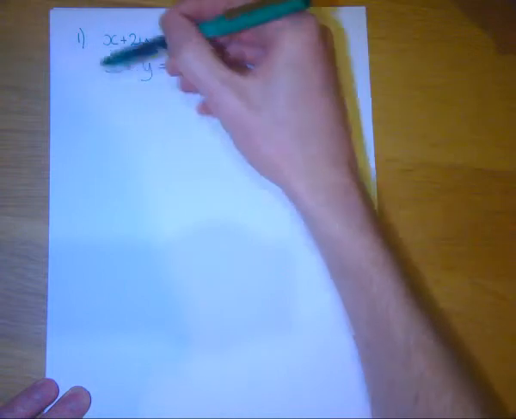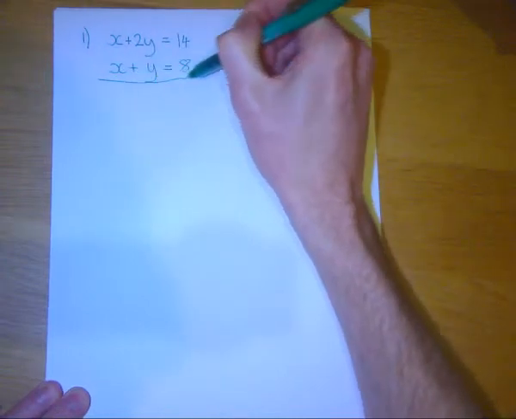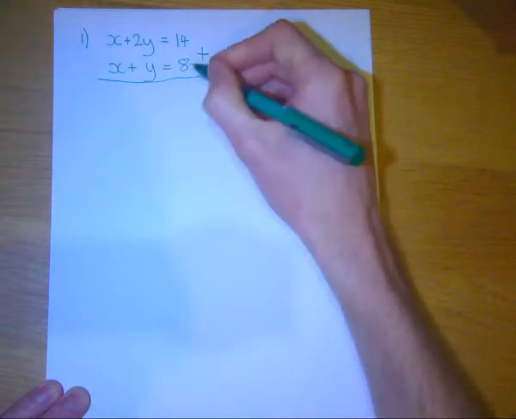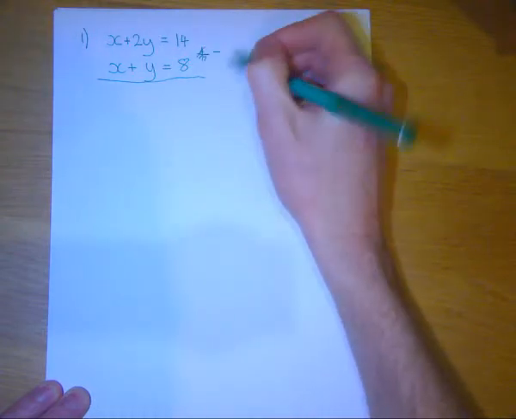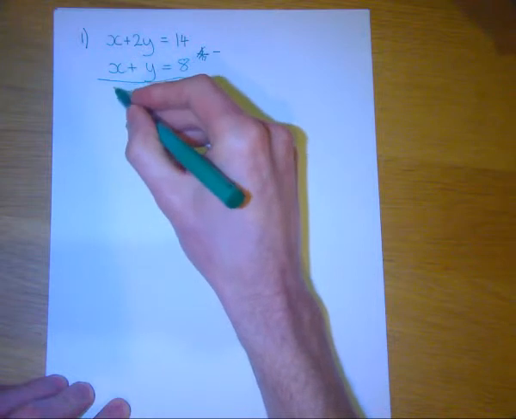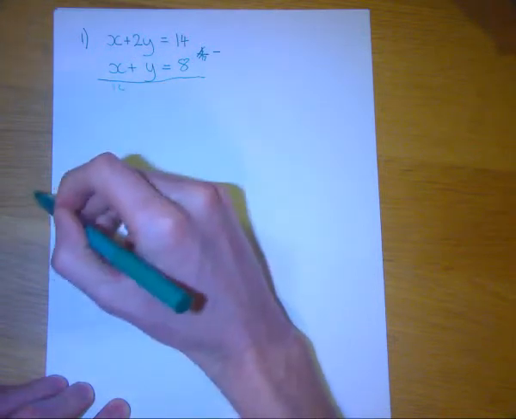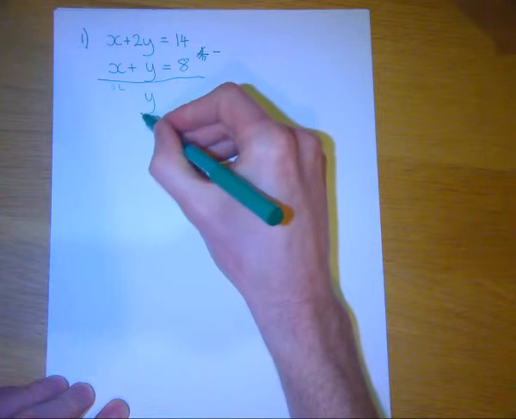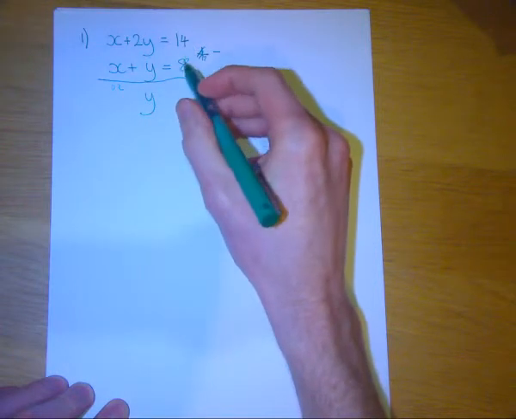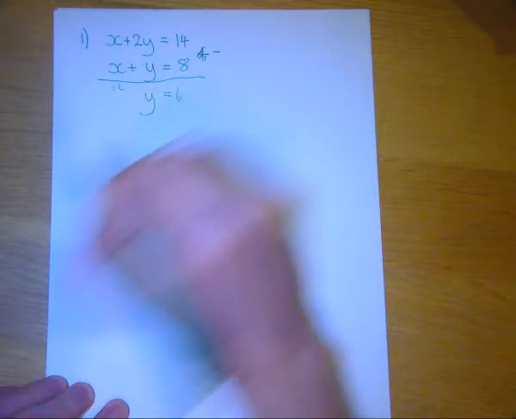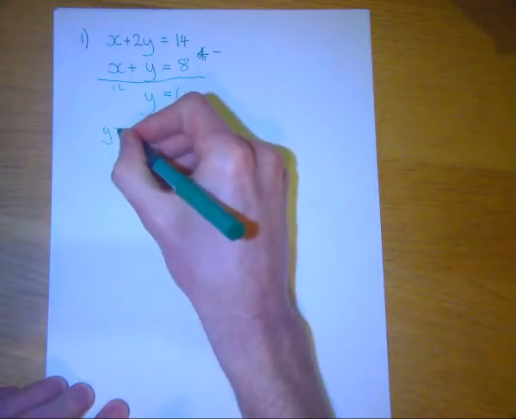So the first thing I'm going to do here is very simply just do a column subtraction. So first of all, in the x columns, x take x is no x's, I have nothing there. 2y, take away a y, will leave me with one y. 14 subtract the 8 leaves me with 6. So straight away I know y equals 6.